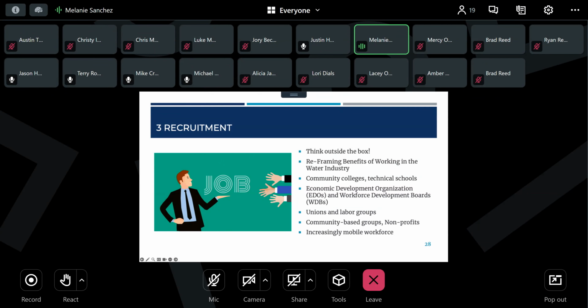Community-based groups and nonprofits help. You can collaborate with them to promote water industry careers to underserved communities. You can highlight the industry's role in local sustainability and environmental stewardship. That's a huge plus. And then embracing an increasingly mobile workforce. I know that it's hard with certain jobs, but recognizing the shift towards a more mobile workforce, offering remote work options, flexible schedules, opportunities for cross-regional collaboration, which attracts professionals that are looking for that flexibility.